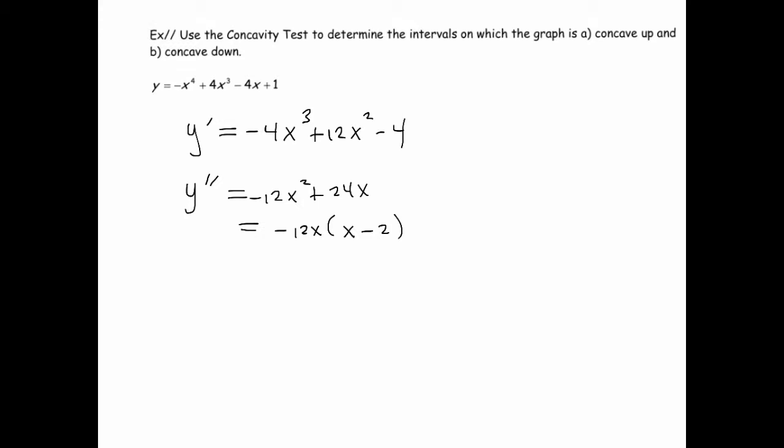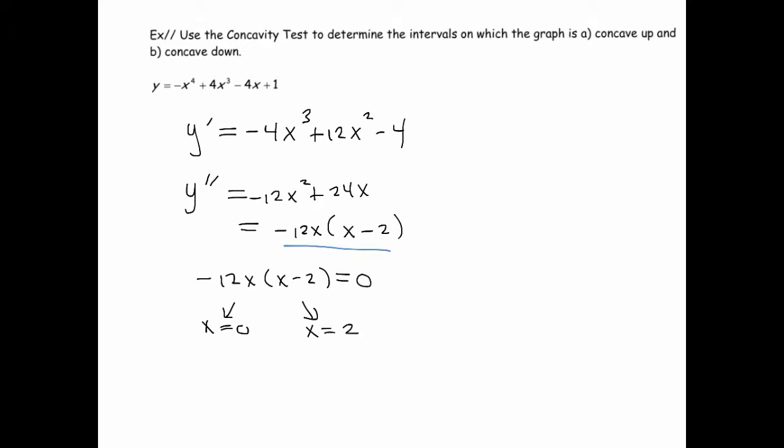be inflection points. Inflection points, remember, could happen where the second derivative is undefined, but that's not going to happen in this case because this is just a degree 2 polynomial, which is defined everywhere. So we really just got to set it equal to 0. So negative 12x times x minus 2, that means that x equals 0 and x equals 2.